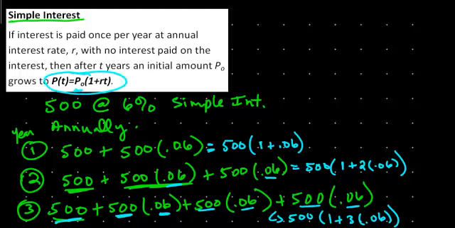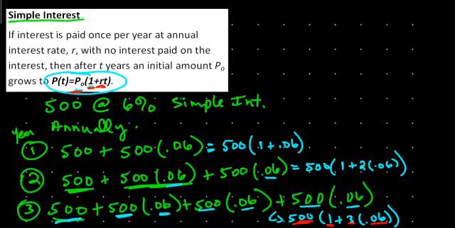And if you see there, that's what's going to give us this formula. So P naught is going to be our initial condition, let me go in red here, so P naught is going to be our initial condition right there, times 1 plus R, which is going to be my 0.06, that's my interest rate, times T, the number of years, 3.